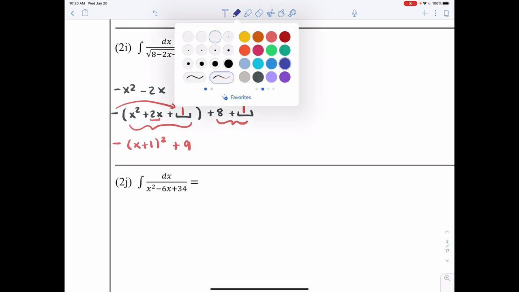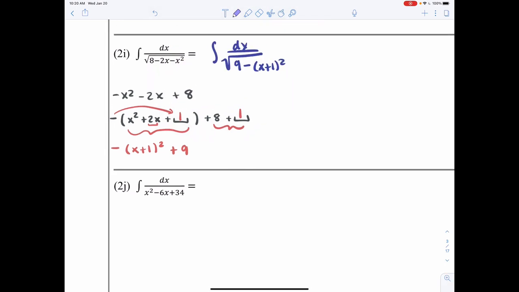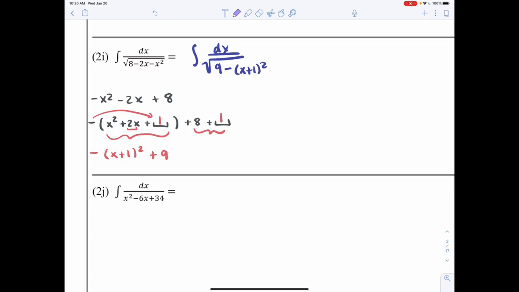That order swap is definitely going to be helpful because now that I've swapped the order, I can see that u is x plus 1. I can tell that a is 3, and this is an arc sine. Arc sine is the only one that doesn't start with a 1 over a. So we've got arc sine u over a. Slap that plus c on there.